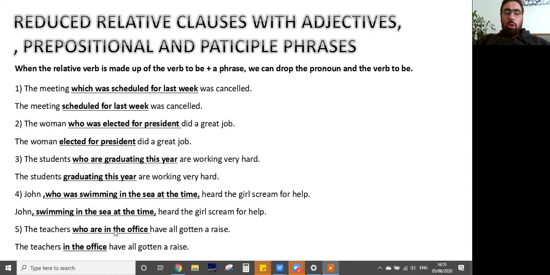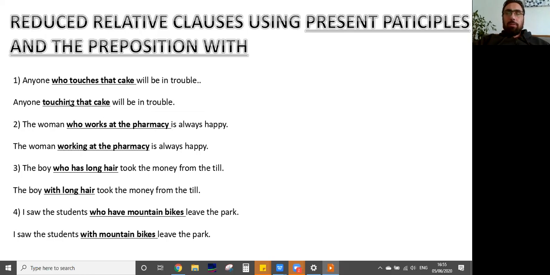Number 5, the teachers who are in the office have all gotten a raise. The teachers in the office have all gotten a raise. Now, there are different tenses that we can change to a present participle, verb plus ing, but I'm not going to do all of them because some are very complicated and it doesn't work all the time. I'm going to use the present simple as an example, which everyone should be able to use. So, anyone who touches that cake will be in trouble.